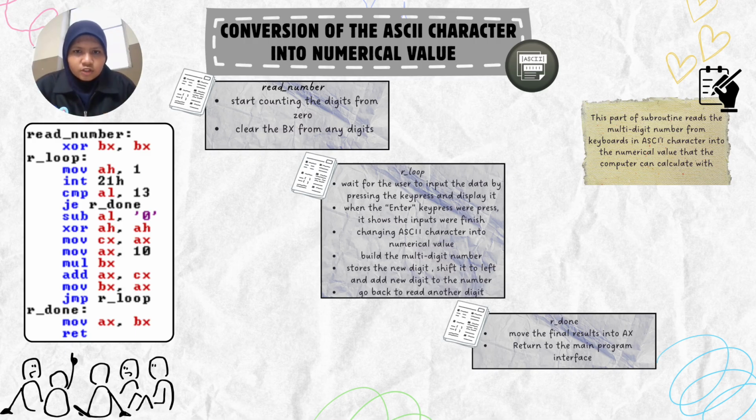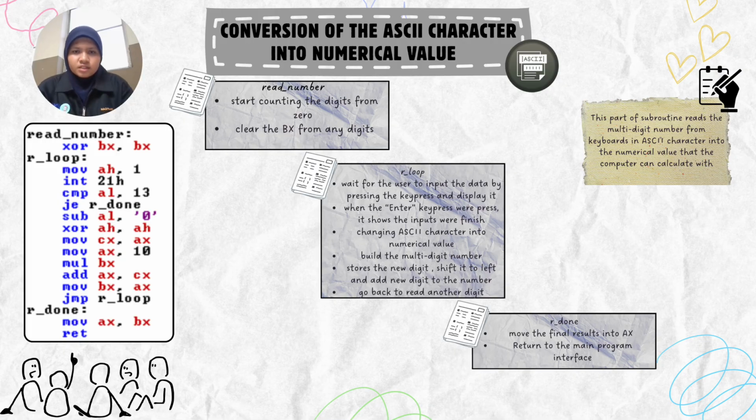And as you can see here, for our loop, first of all, it waits for the user to input the data by pressing a key, and it will display the data that is keyed in. And when the enter key is pressed, it shows that the input is finished by the user. After that, it will change the ASCII character into the numerical value by building the multi-digit numbers, and then store the new number, shift it to the left, add the new digit to the number and go to read another digit.